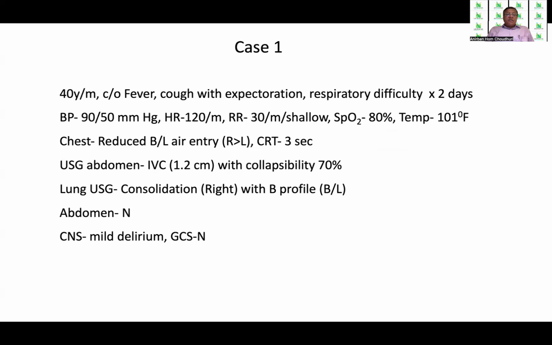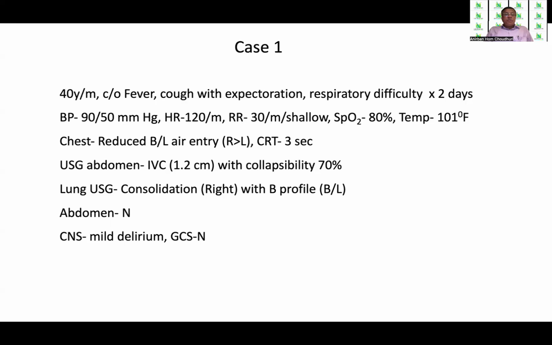Let us start with the case. A 40-year-old male complains of fever, cough with expectoration and respiratory difficulty for 2 days. The blood pressure is 90/50, heart rate is 120, respiratory rate is 30, breathing is shallow, saturation is 80%, temperature is 101 degrees Fahrenheit. The chest shows bilateral reduced air entry. The capillary refill time is 3 seconds.